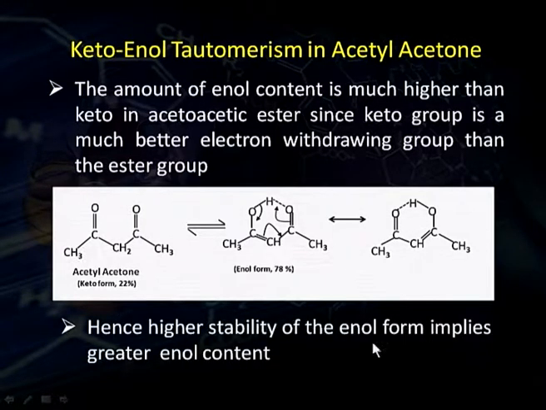Hence, higher stability of enol form implies greater enol content. The solvent also plays an important role in determining the percentage of keto and enol. Now, any solvent that can form hydrogen bond with carbonyl group will stabilize the keto form relative to the enol form, because enol cannot form hydrogen bond with the solvent since it is already involved in the intramolecular hydrogen bonding, as a result of which equilibrium shifts in the favor of keto form and hence the enolic content will decrease.